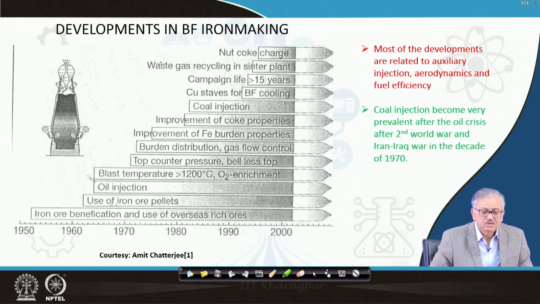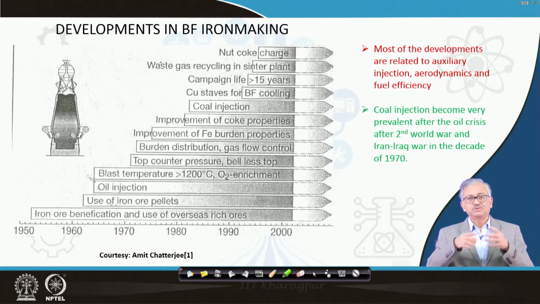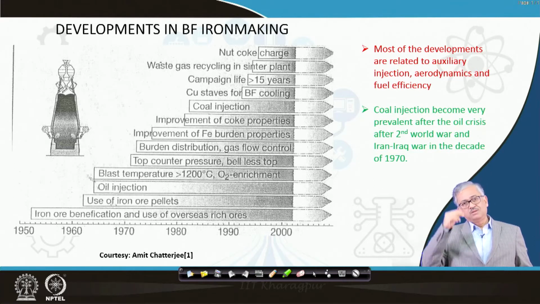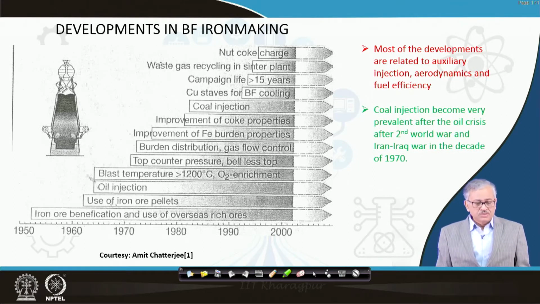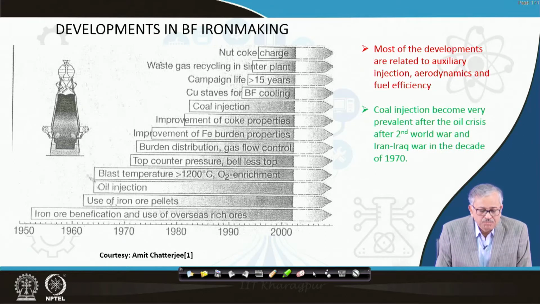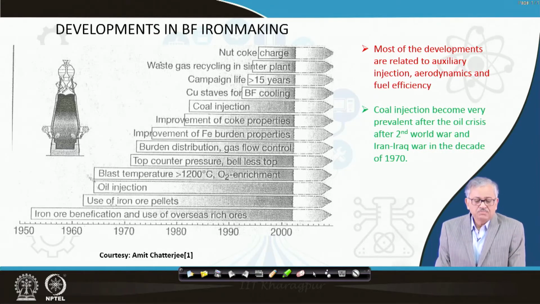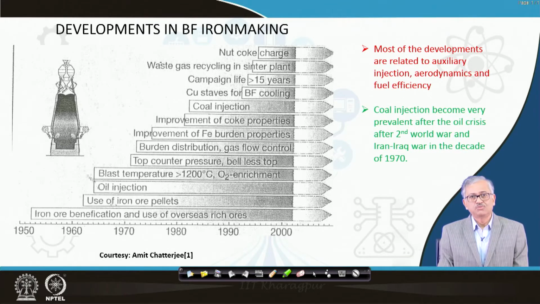Then top counter pressure, beltless top charging, and then you have the top pressure. If you have a top pressure, then you can produce more, because you can use more blast rate without increasing the pressure drop, if you can increase the top pressure. So that came. And then improvement of the iron burden properties, that is impact property, strength, just by agglomeration.